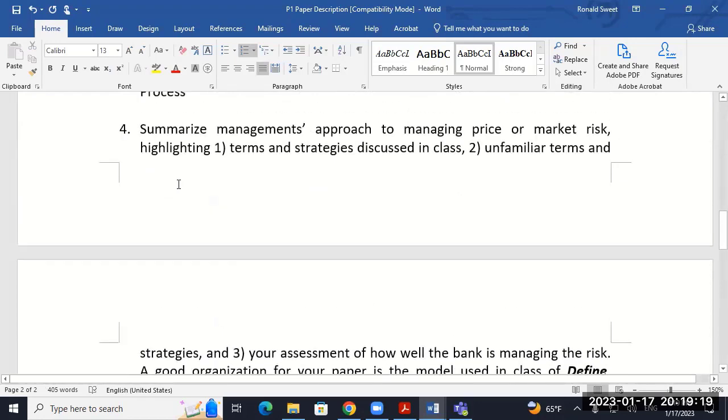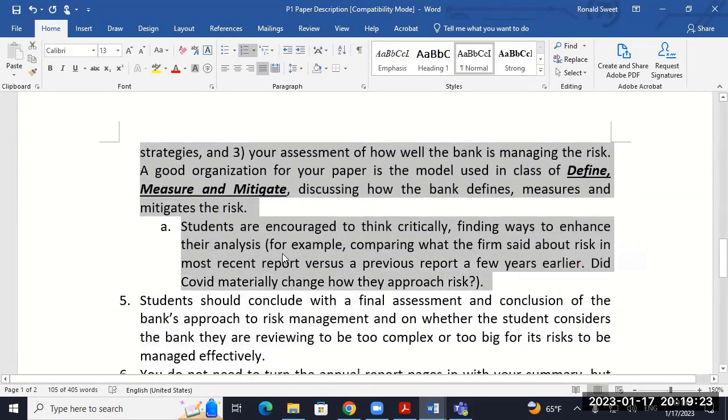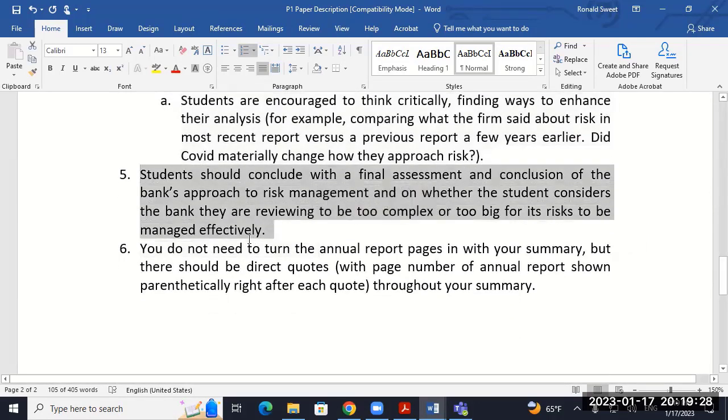All right, so this is the biggest part of your paper, is the define, measure, mitigate on market risk. And then I want a final section, and this is probably the weakest part of everybody's papers. So this is where I grade pretty tough. It's tough because you have to have an opinion on something you may not have an opinion on. So you're going to have to force yourself.